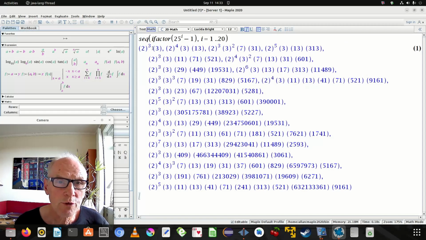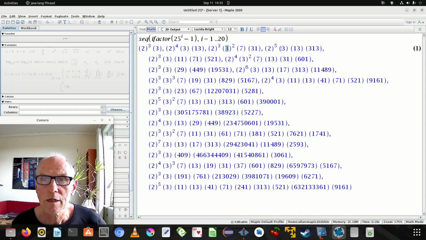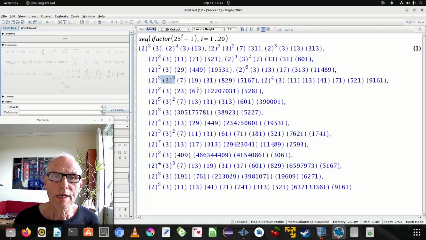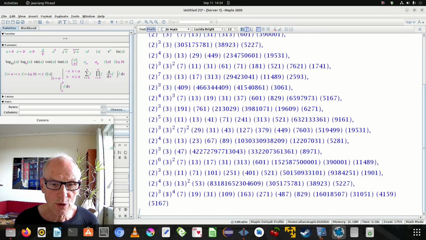So first we have factor 3 to the first and then to the second, then twice to the first, then to the second, then twice to the first, and then to the third. And the next time we'll get to the fourth, that will be when we come to 27, and I don't think we can ask Maple to do that. Let's try. We certainly could, and we got 3 to the fourth.